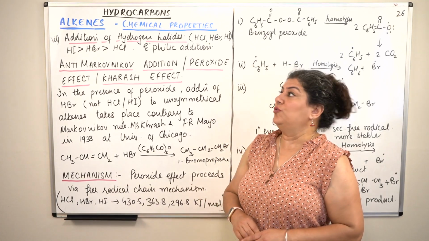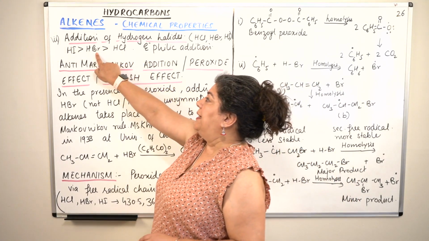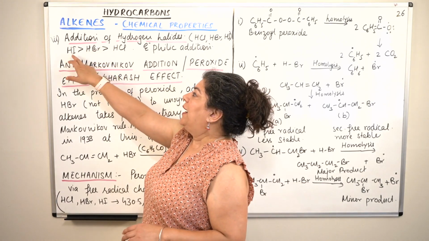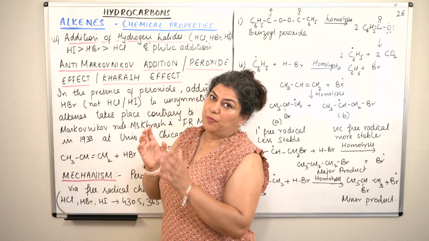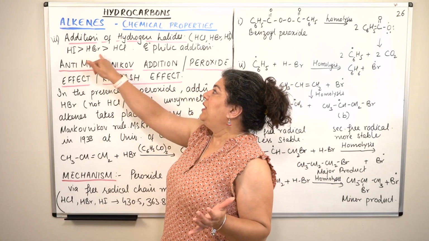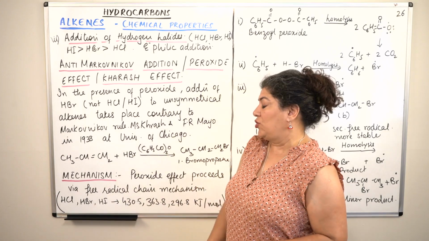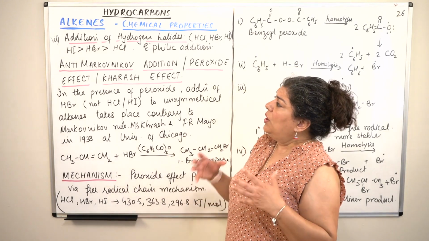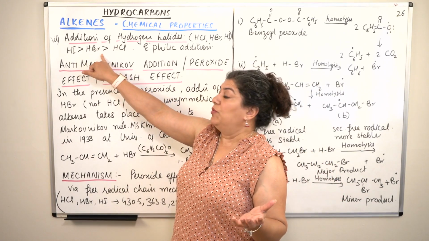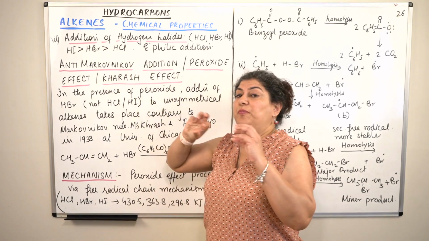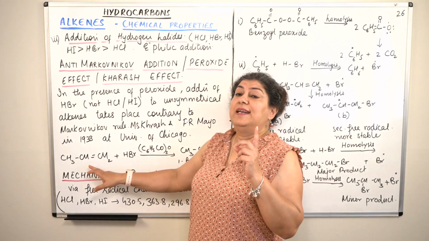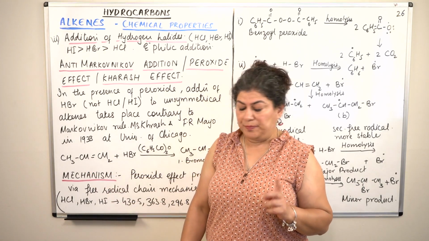According to Markovnikov's rule, the negative part of the addendum, that is, in each of these molecules, the negative part is the halogen. Hydrogen is more electropositive, so it is the positive part of the addendum, and iodine is the negative. Iodine, bromine and chlorine are the negative parts of the addendum. So whichever is the negative part of the addendum, like bromine, we did reactions with bromine, that negative part adds to that carbon of the alkene which has lesser number of hydrogen atoms.